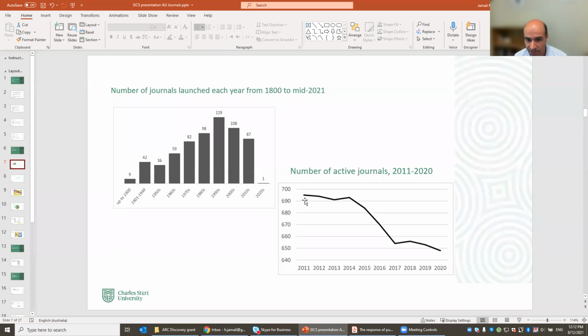But if you look at the trend for the active journals, the journals that are actually currently active, you can see the trend is downward. You can see the number of new journals decreased after 1990s, but also the number of journals that are active in the last decade. You can see that in 2011, from 695, perhaps it dropped to about 648 in 2020. So it seems that there is a crisis, or a lot of these journals actually face difficulties, and therefore they have to discontinue and shut.